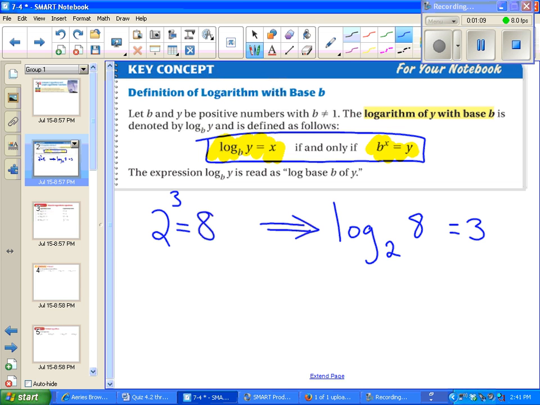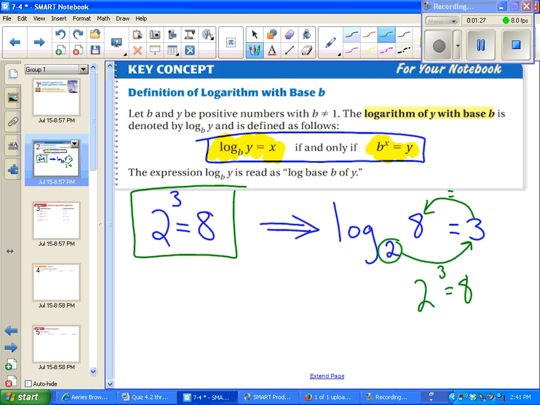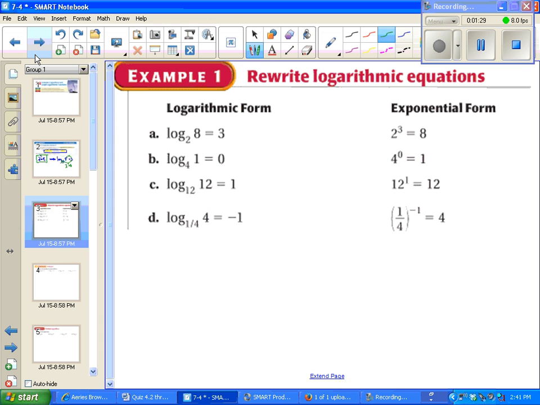They're both true statements. One easy way to help remember how to read this log statement is start with your base, 2 to the third power equals 8. 2 to the third equals 8. Notice that's the same thing I have written over here. So our first example is really just going to be practicing writing all these out.